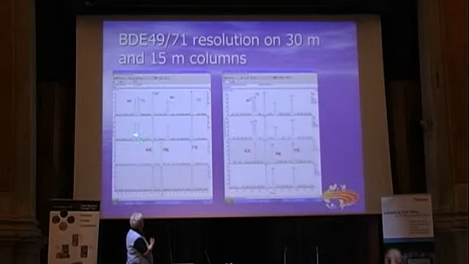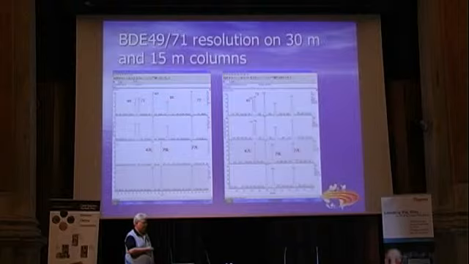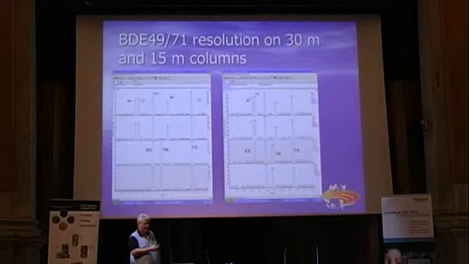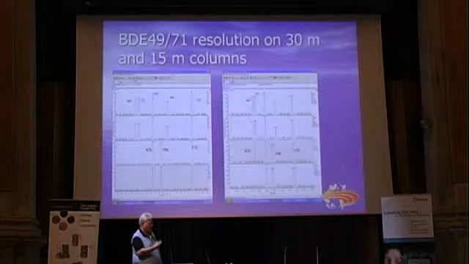The method calls for a split of BDE 49 and 71. Whether you're on a 30-meter column or a 15-meter column, you can still meet the requirements of a 40% valley. I've never totally understood the reasoning for this requirement, but it is in the method.